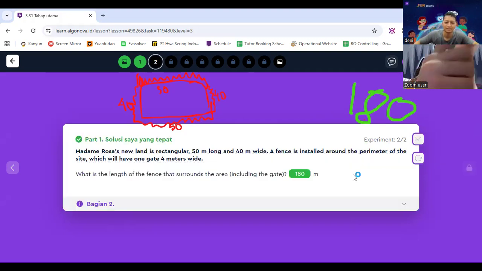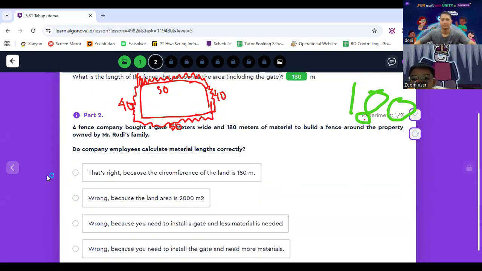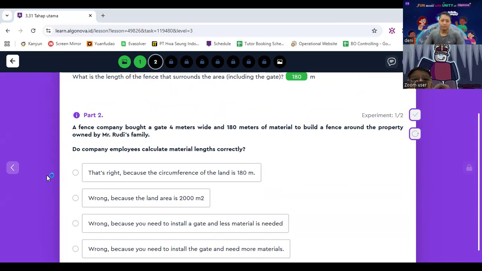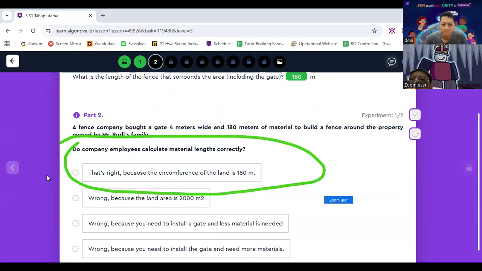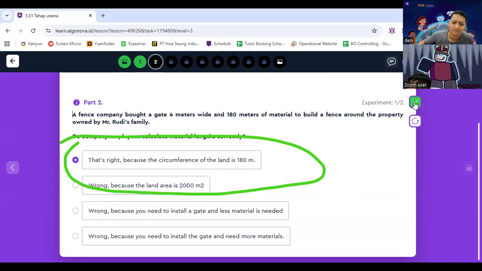Okay, so part 2. A fence company built a gate 4 meters wide and 180 meters of material to build a fence around the property owned by Mr. Rudy's family. Do company employees calculate material lines correctly? Are you sure? It's incorrect.